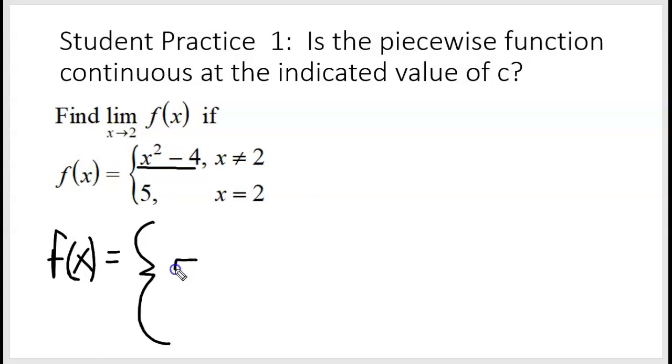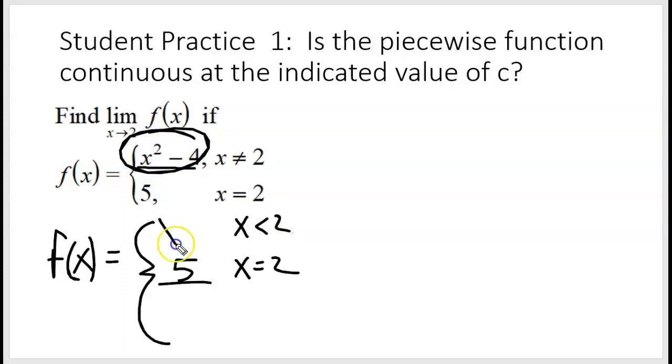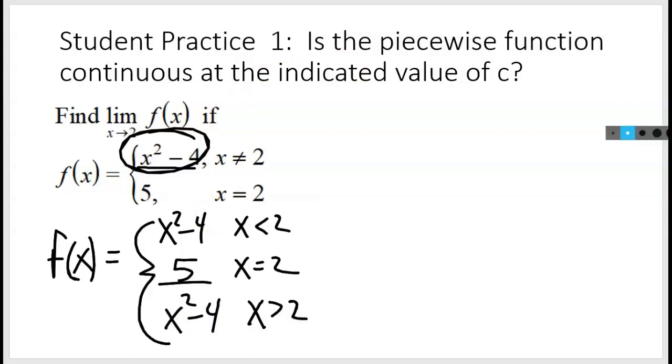But as you guys know, if x equals 2, then the function equals 5. But for all other values of x, we use this, right? Which means that if x is less than 2, we use this. And if x is greater than 2, we use this. All right. So now that we've rewritten it, I'm going to ask you guys to go ahead and see if you guys can find the answer. Is this function continuous at the boundary point 2? All right, go for it.